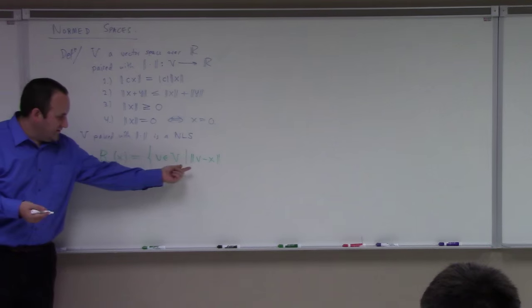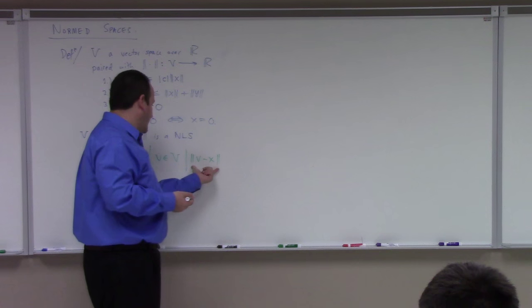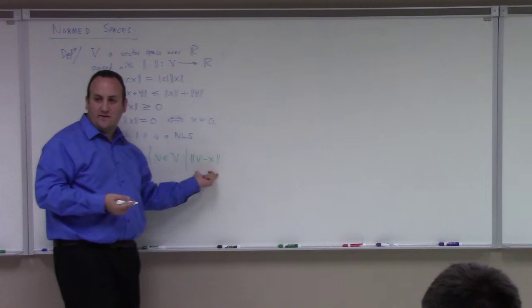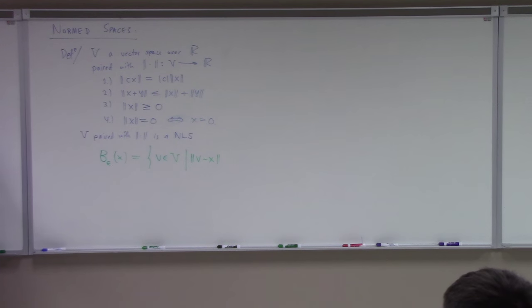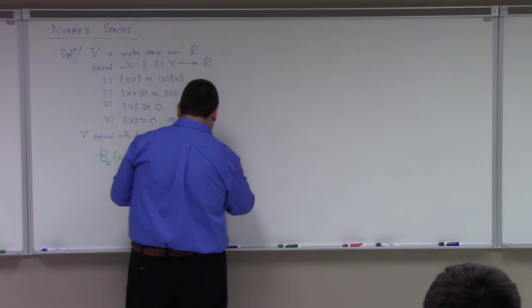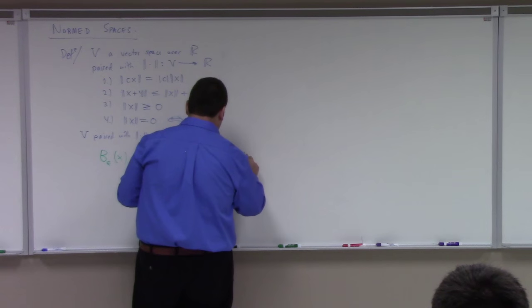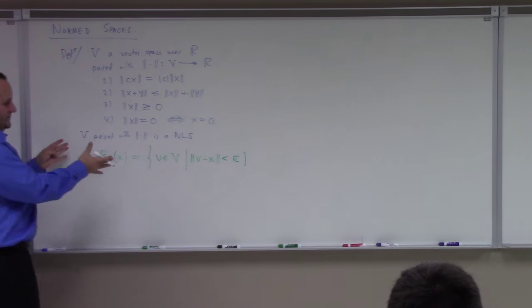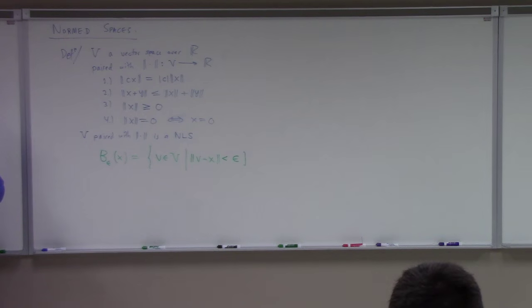So what is this thing Daniel is doing here? If you study physics, you recognize that as the displacement vector. So what you're really saying is the distance between v and x is given by the length of the displacement vector from the point x to the point v. That's where this is coming from. But this has to be less than epsilon. So this would define essentially an open ball in the normed linear space.